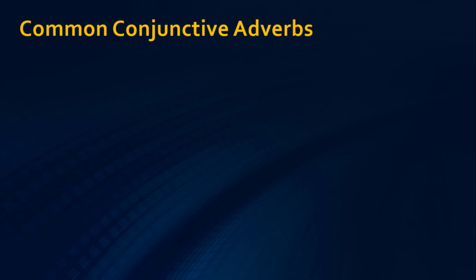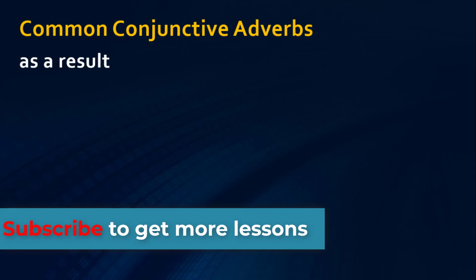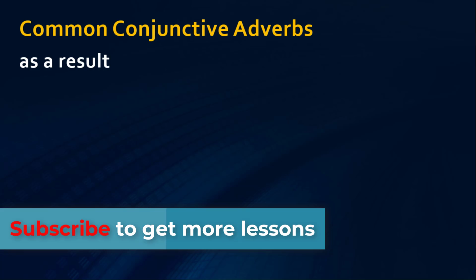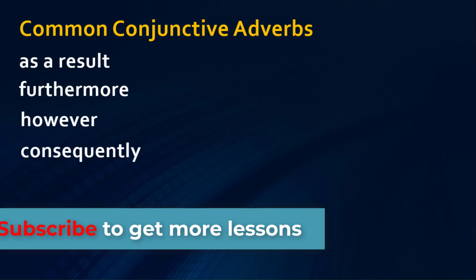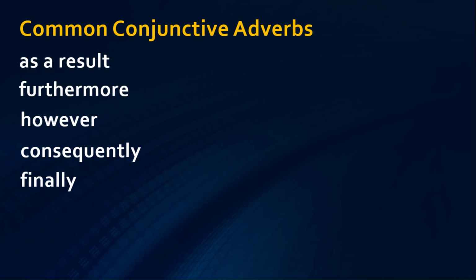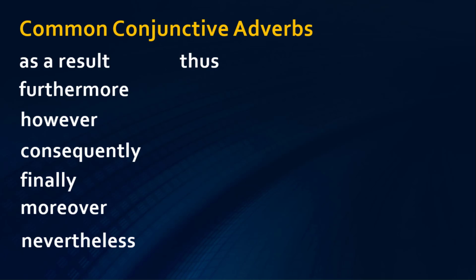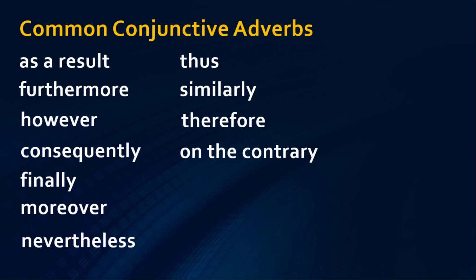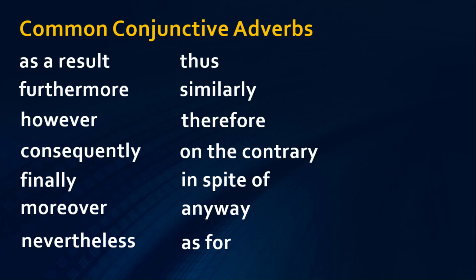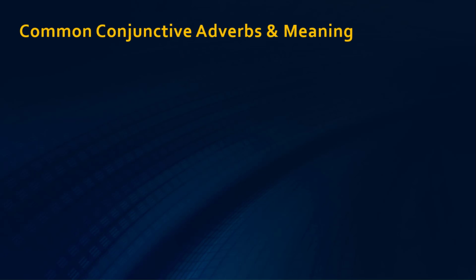We also have common conjunctive adverbs in English. For example, like as a result, furthermore, however, consequently, finally, moreover, nevertheless, thus, similarly, therefore, on the contrary, in spite of, anyway, as for. We also have the meaning of the conjunctive adverb.